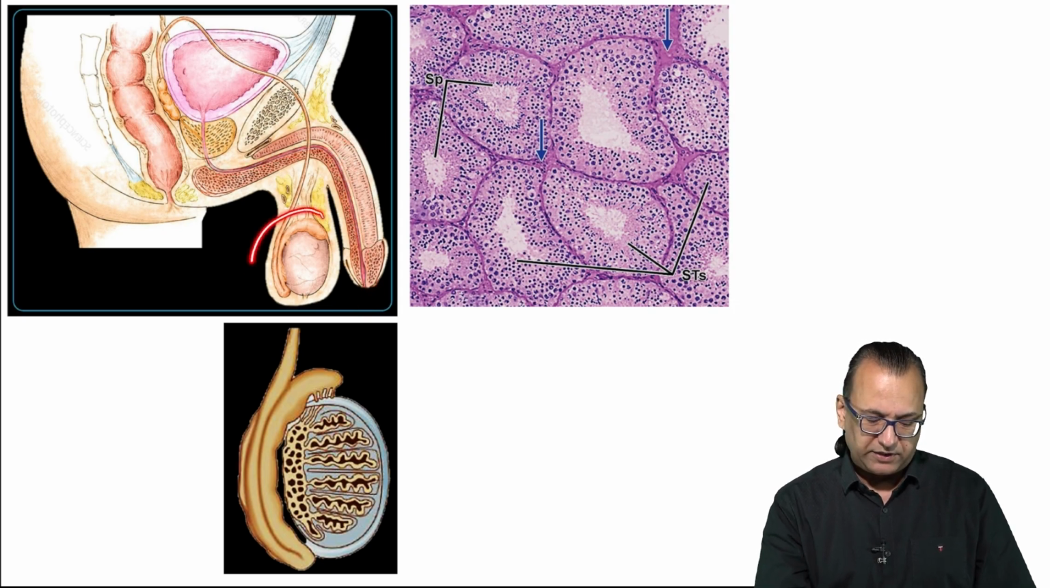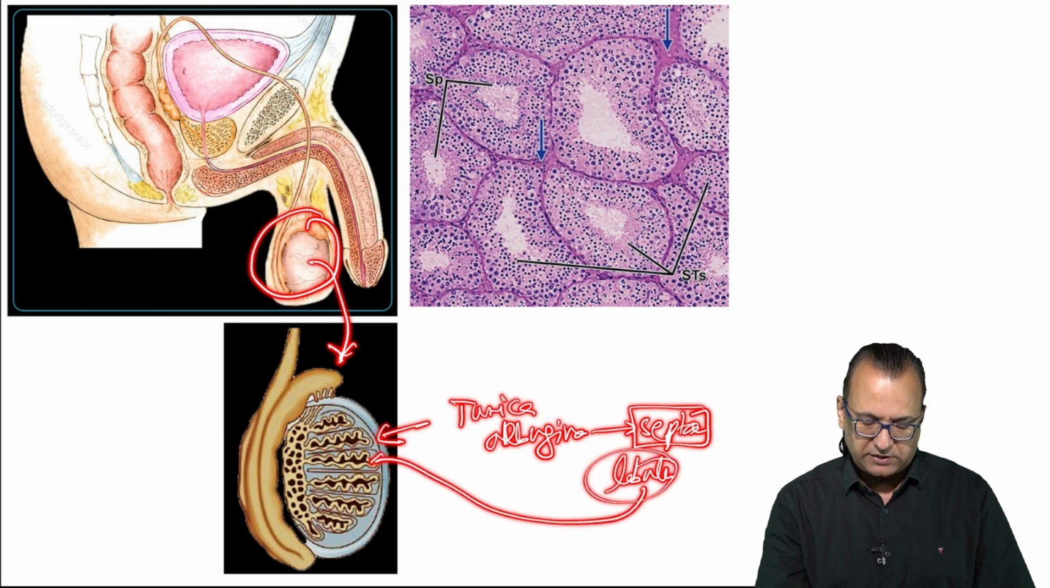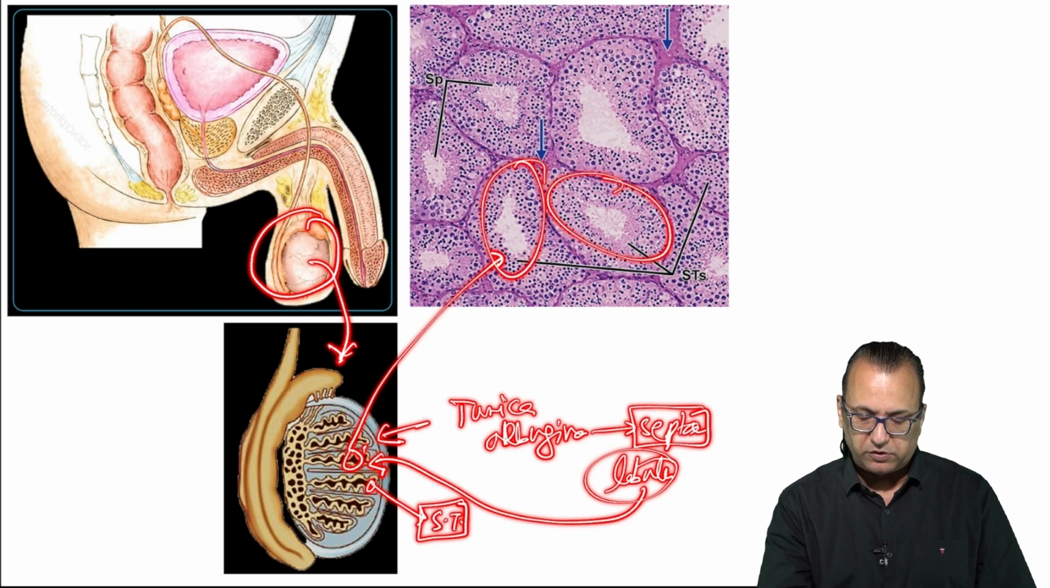Now we have magnified this area, and we are telling this is the testis. Testis will be lined by tunica albuginea, and this tunica albuginea is sending some septa inside so that it can divide the testis into some lobules. Inside the lobules you will find there are seminiferous tubules, and in a section taken here, these are all seminiferous tubules.